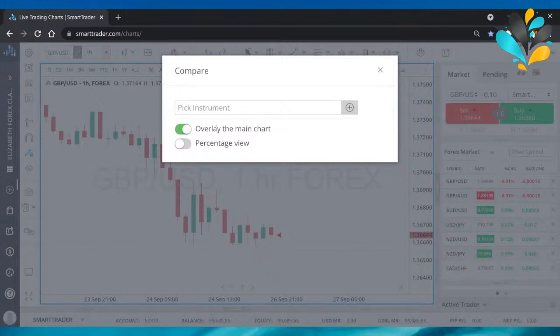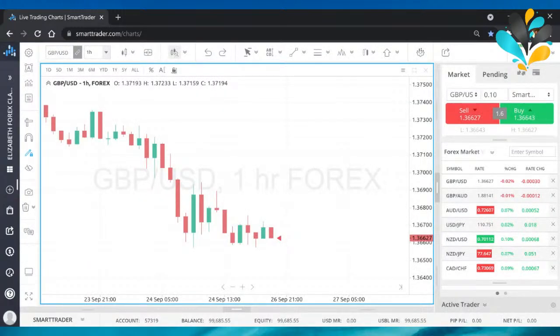Next, you can compare. So you could have another chart that goes over the one that you are currently looking at. But I don't recommend using that right now or as a beginner.